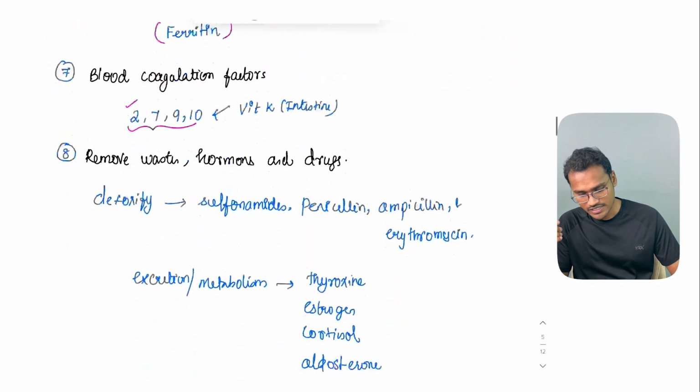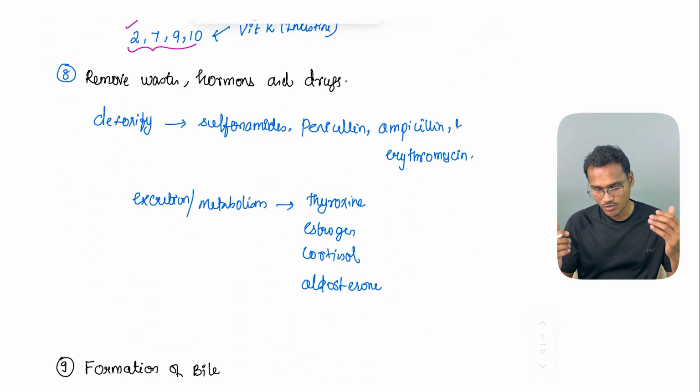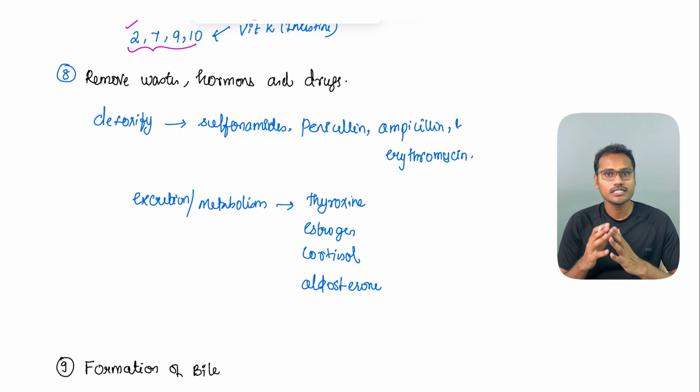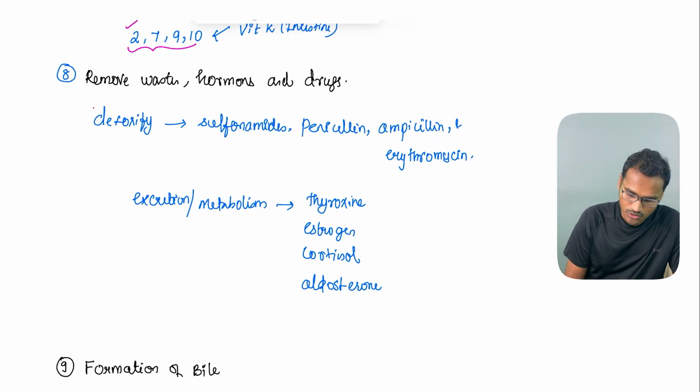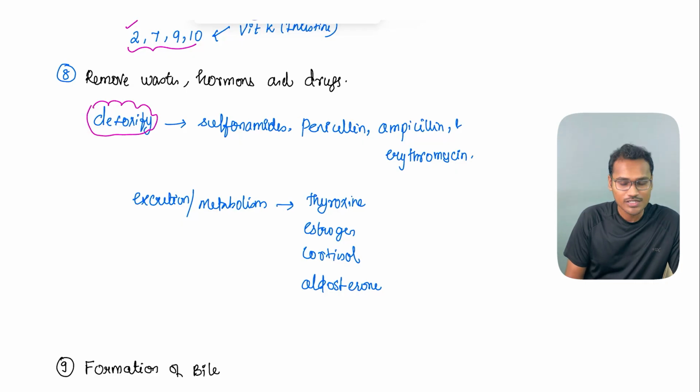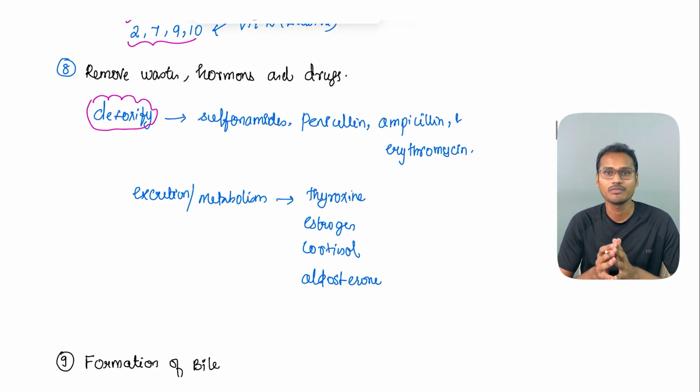And for removal of waste, the liver will detoxify many drugs like sulfonamides, penicillin, ampicillin, and erythromycin. Whenever you give these drugs to a patient, major detoxification is done by two organs: the kidney and the liver. If this detoxification doesn't happen, there is a high chance that the patient develops hepatic encephalopathy. That's why when a patient has liver cirrhosis or liver failure, these processes cannot be done, and this cannot be easily done by any other organ.